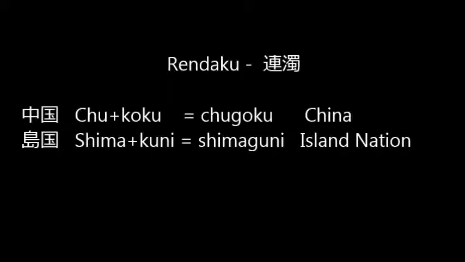There are many more exceptions, so I'll put a link to an article going into more depth in the description. So, rendaku is the reason why China is Chugoku instead of Chukoku, and why Island Nation is Shimaguni instead of Shimakuni.